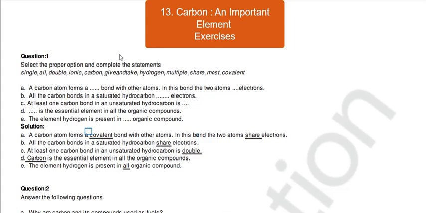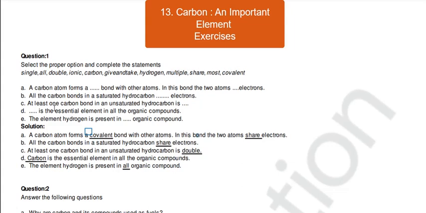13. Carbon, an important element. Exercise. Question 1. Select the proper option and complete the statements. Single, all, double, ionic, carbon, give and take, hydrogen, multiple, share, most, covalent.